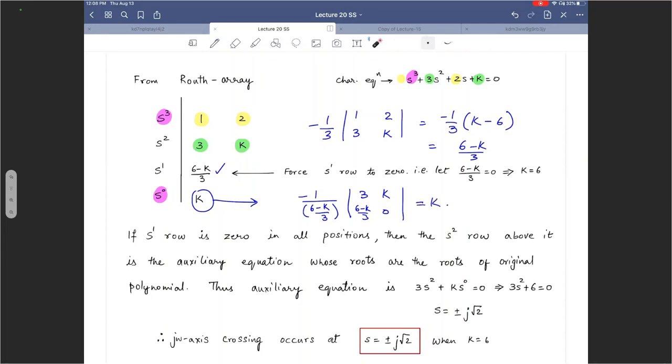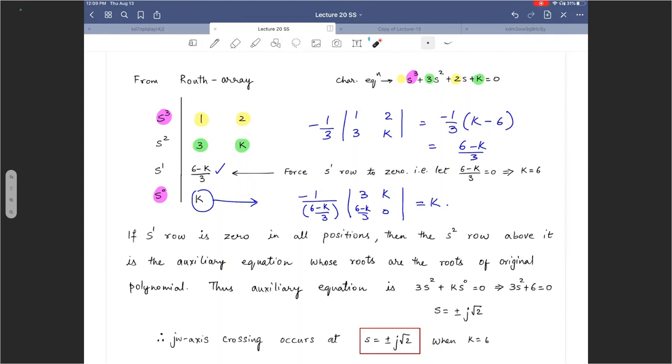Next, in order for it to be stable, what needs to happen? Well, the first column has to have no sign change, right? So that means k has to be positive. But the real question is, can k be too positive? Well, we can clearly see as you increase k, the moment it crosses 6, this is going to be negative, right? The moment this becomes negative, you will have a sign change, which means you will have instability.